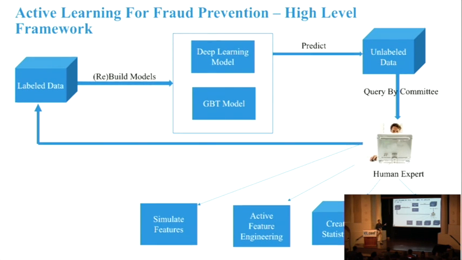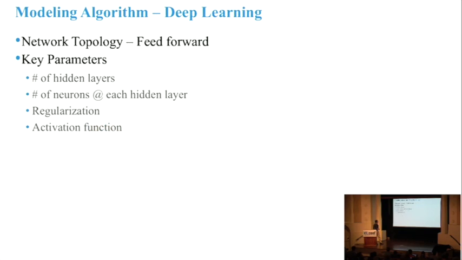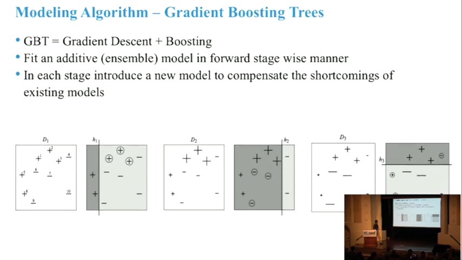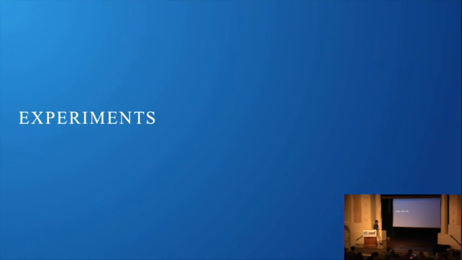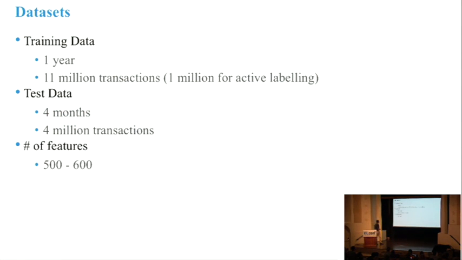One of the other key things with active learning is that for a fraud case, you cannot label one sample at a time, so we use a bagged approach. You give bags of samples rather than one sample at a time, because we have billions of transactions to label. I will skip the deep learning, everybody knows about it, and also the gradient boosting technique, in the interest of time. Quickly on the experiments, it's a one year data set with 11 million transactions and around 500 to 600 features.